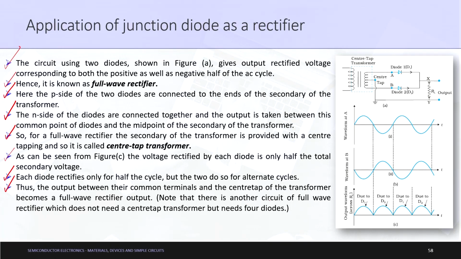Note that there is another full wave rectifier circuit which does not need a center tap transformer, but needs 4 diodes. They are just telling you this here. That is not required right now; we are just understanding how the application can be used. So, there may be another circuit that can be used as a full wave rectifier without a center tap transformer, but it will require 4 diodes. Let us leave that for now and first understand the mechanism of what is happening for a full wave rectifier.